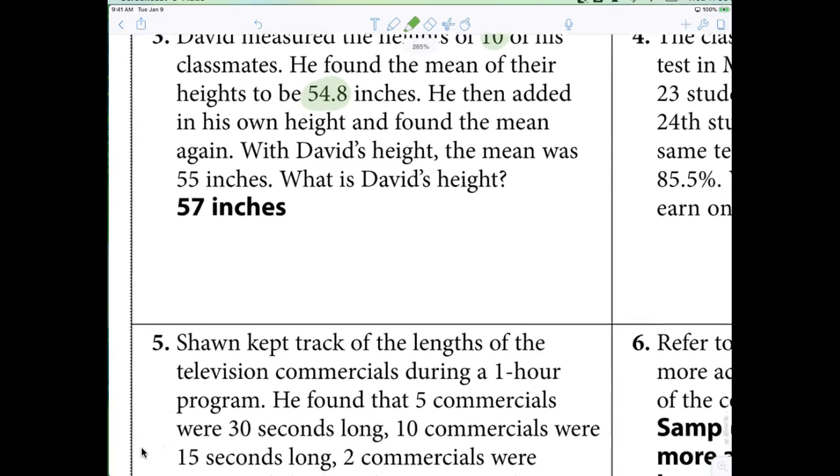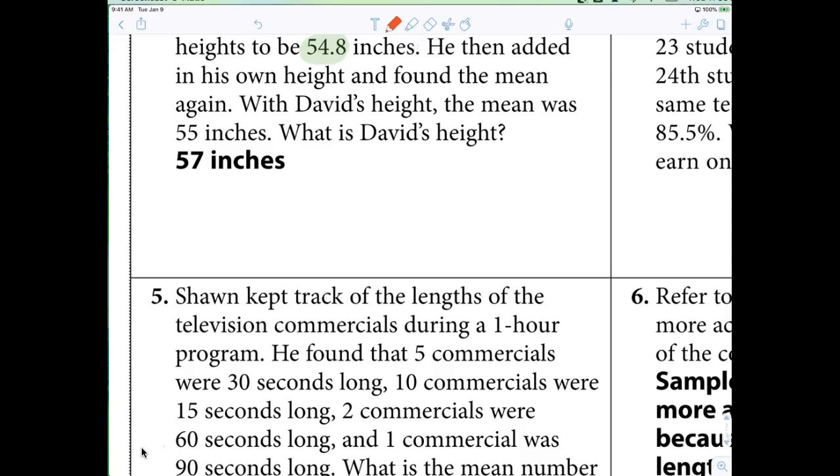Look right here. Now here's what I want you to do on your paper. I want you to write out 1, 2, 3, 4, 5, 6, 7, 8, 9, 10. There are 10 people involved, right? Now to find the average, what do we do? We add them up. But do we have all of their individual heights? No, we already know the average. Now, see if you agree. If I put 54.8, 54.8, and I make all their heights 54.8, what would the average be?